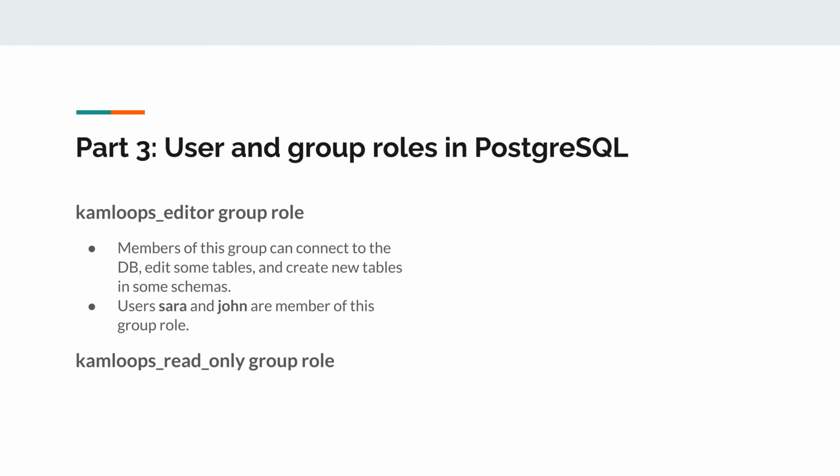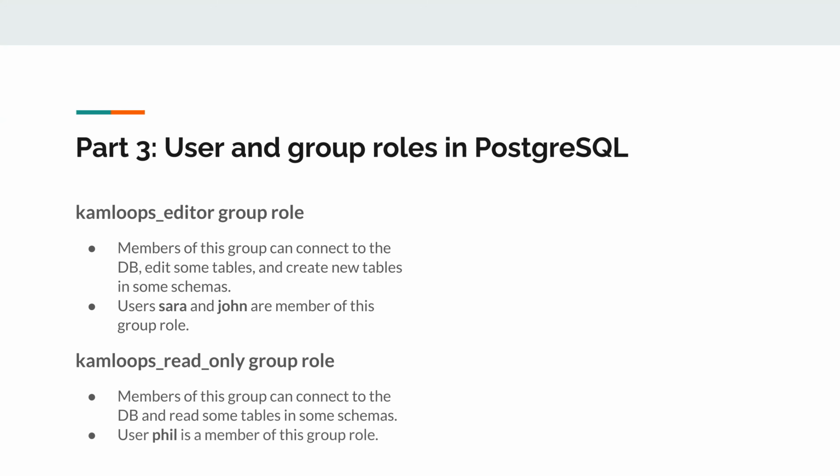The Kamloops read-only group role, members of this group can connect to the database and read some tables in some schemas. User Phil is a member of this group. So Phil does have some restrictions, and we saw that with the admin schema, right?